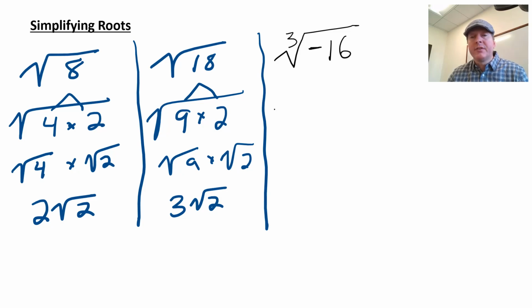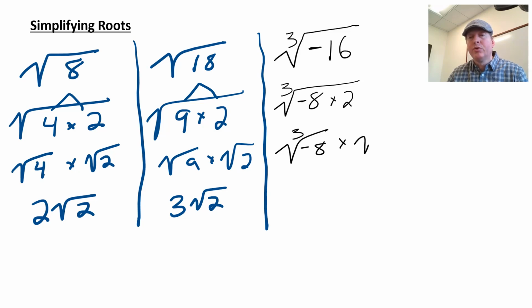So the cube root of -16 is the same thing as the cube root of -8 times 2. The cube root of -8 times the cube root of +2. So that's what? -2 times the cube root of 2.